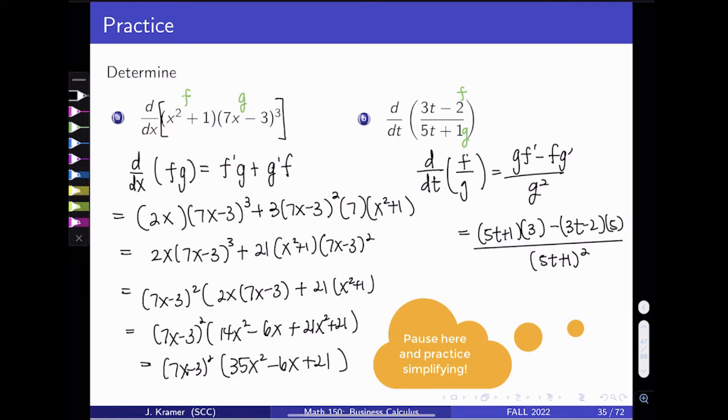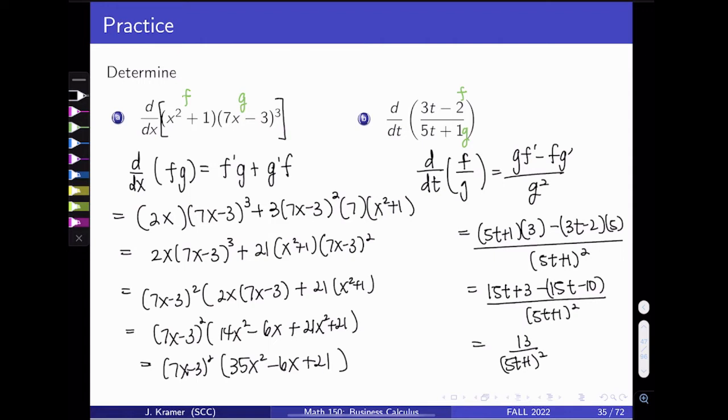From here, everything will be simplification of the result of that. And so the simplified form will be 13 over 5t plus 1 squared, making sure to simplify as much as possible for each derivative.